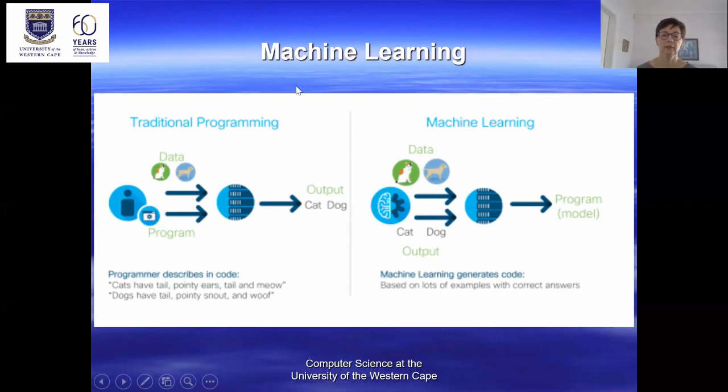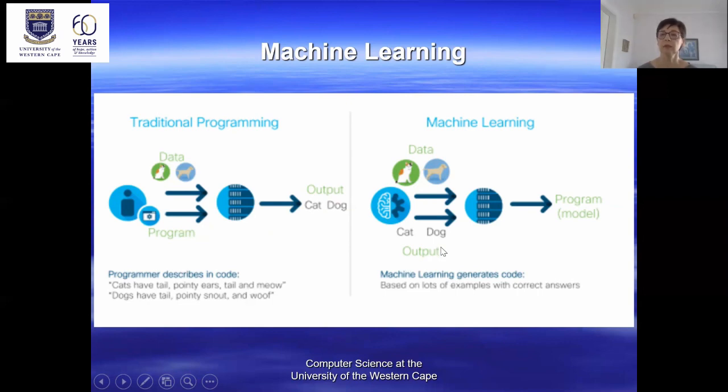Now, if you look on the left-hand side, traditional programming, where apps are written and so on, the programmer has to describe in the code certain characteristics. If we want to look at descriptions of cats or dogs, we have to describe in traditional programming that a cat has a tail, it has pointy ears, the type of sound it makes, and how it differs from a dog. Dogs also have tails and snouts, but they make different sounds.